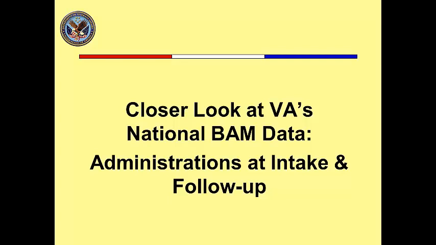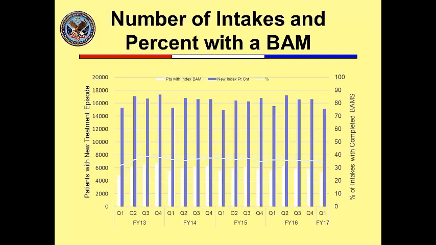So now I'm just going to provide a closer look at national BAM data, primarily with respect to administrations at intake and follow-up. Before I do that, I'm going to orient you to the slide a bit. So the left axis indicates the number of patients with new treatment episodes. And on the right axis, you'll see that it's percent of intakes with completed BAMs. And then at the bottom is essentially the timing of when the BAMs were administered, by quarter and then within fiscal year. So you can see with the line that traverses across these bars that about 35% of patients who start a new addiction treatment episode in the VA complete a BAM at baseline or at the start of treatment.